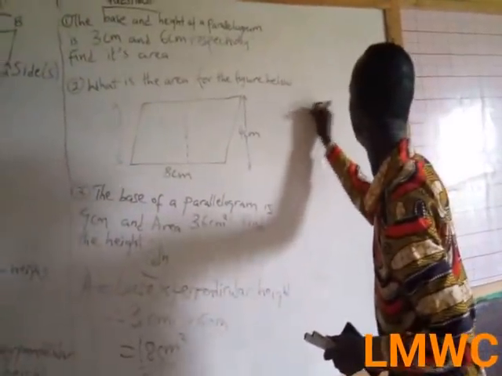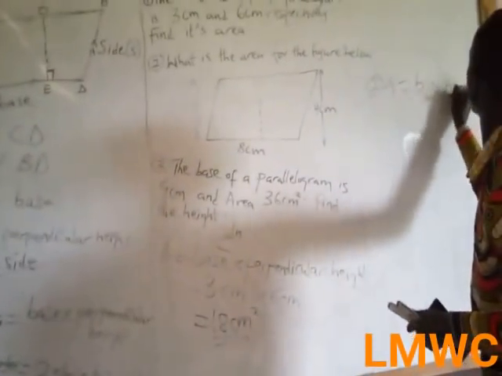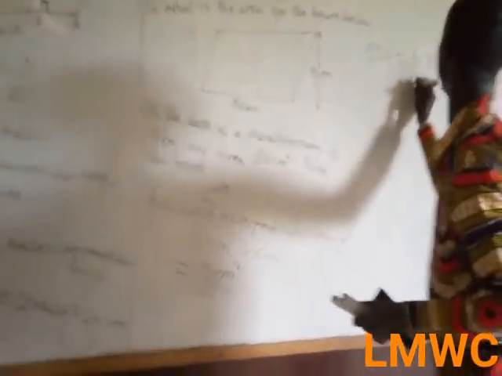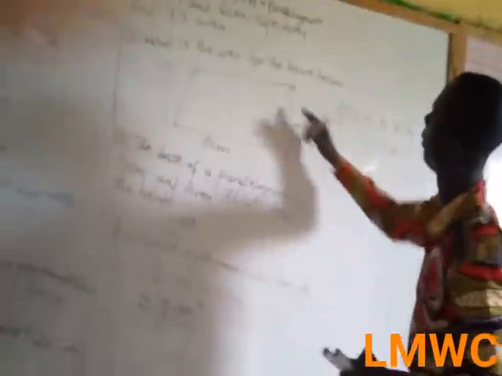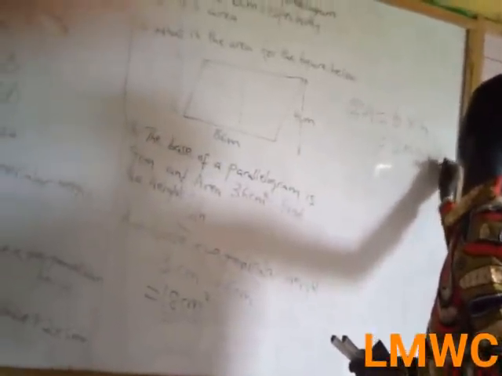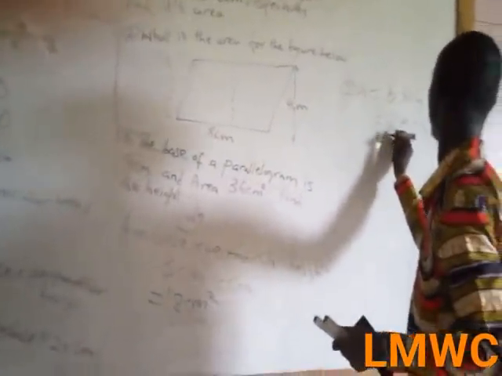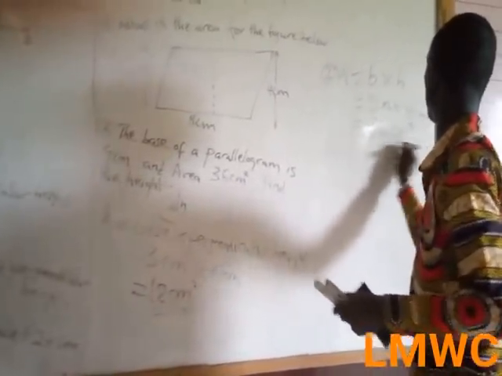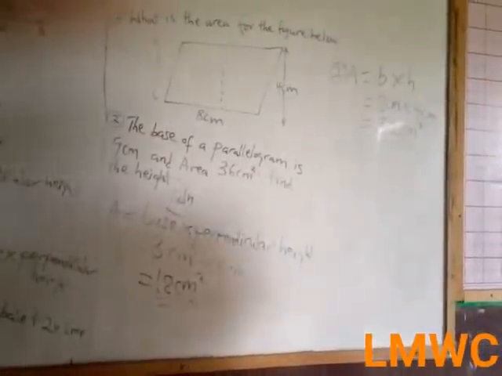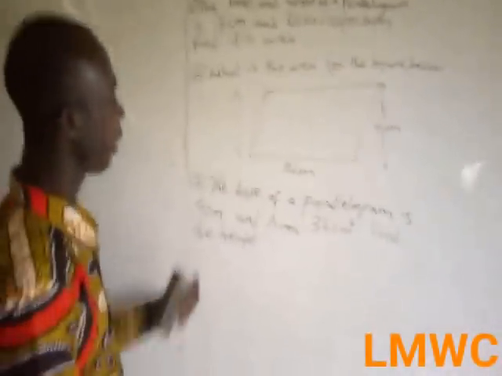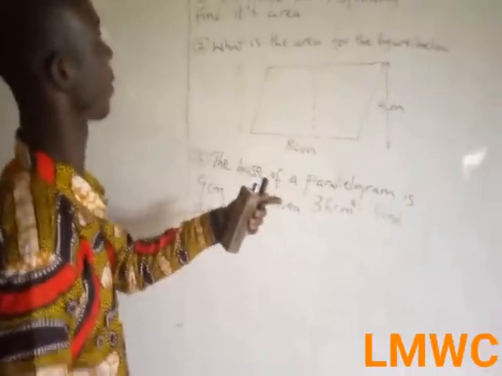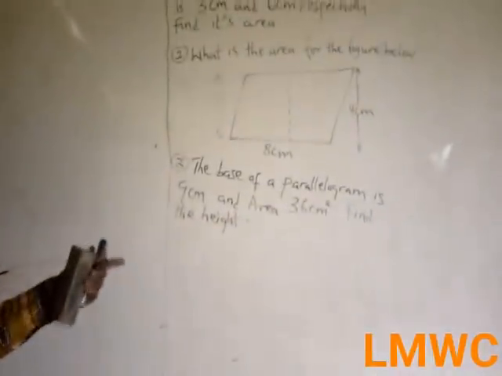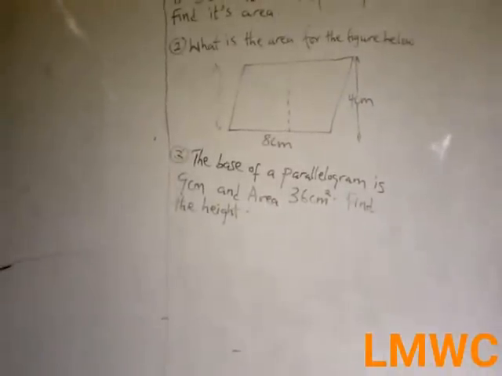The area is what? Base times height. And our base is 8 centimeters. What is our perpendicular height? 4 centimeters. So 8 times 4, we have 32 centimeters squared. We have this as our area. The last question. We have the base of a parallelogram as 9 centimeters and area 36 centimeters squared.